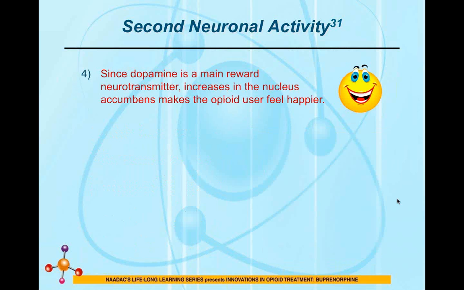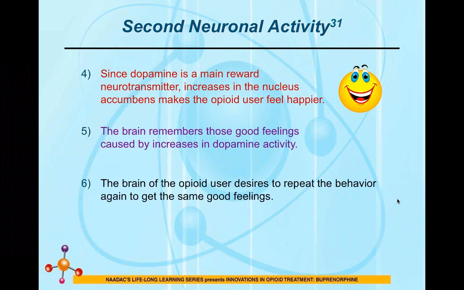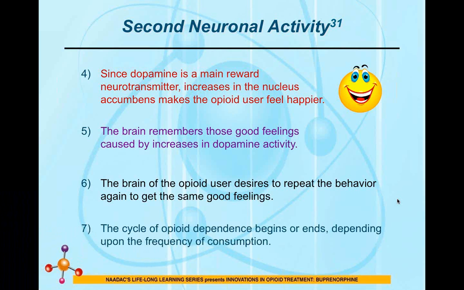And so what we know about dopamine is that it's that main reward neurotransmitter. And so, of course, increases in the nucleus accumbens make this opioid user feel happier. That's why we have that smiling face there. If you've got dopamine and opioids on board, that individual is going to feel pretty good. And then, of course, the brain remembers those good feelings caused by the increases in dopamine activity. And then, of course, we're human. The brain wants to feel that good feeling over and over again. So, of course, it's going to have the desire to repeat that behavior again to get those same good feelings. And this is exactly where the cycle of opioid dependence begins or it ends, depending on the frequency of consumption.